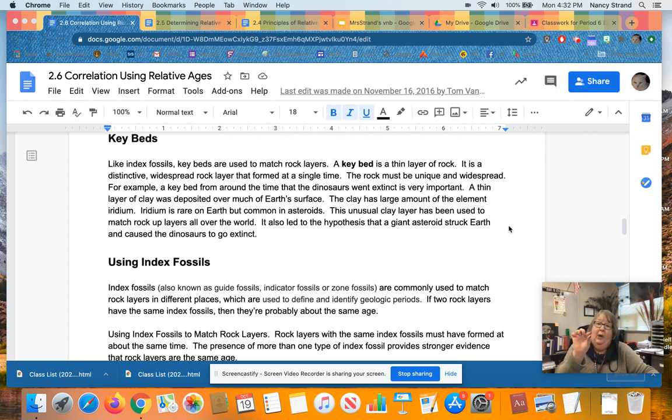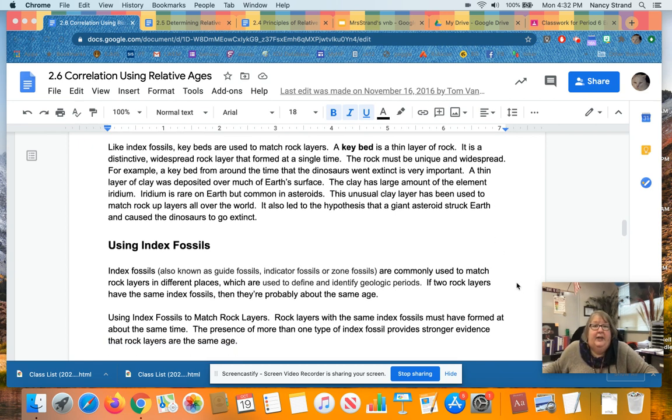So kids, that white key bed, that line, would you expect to find more dinosaur fossils above that key bed or below? Think about it.